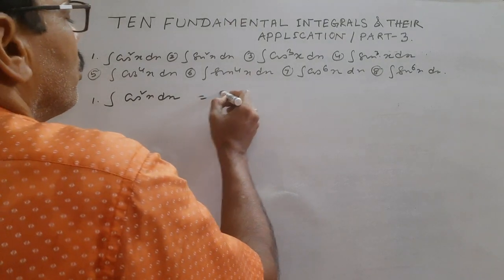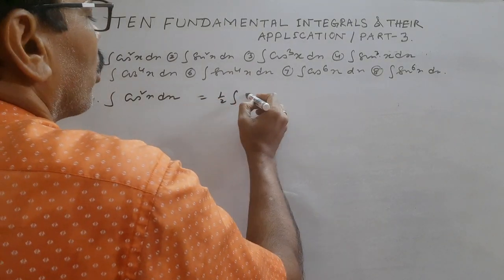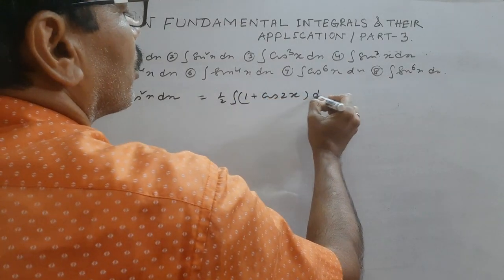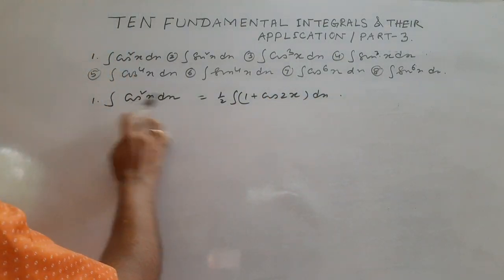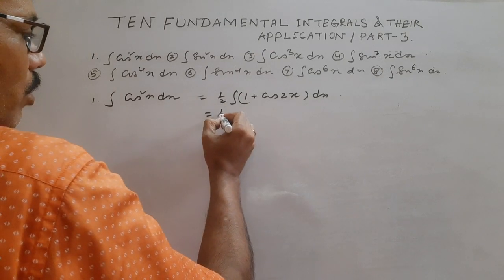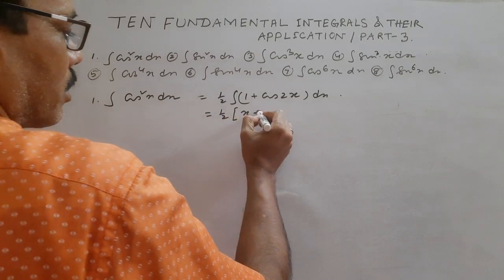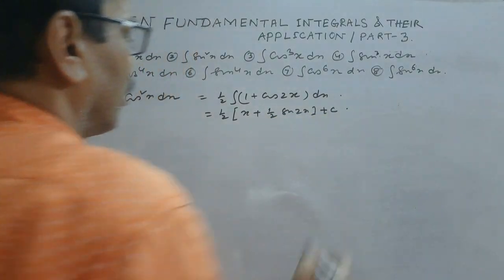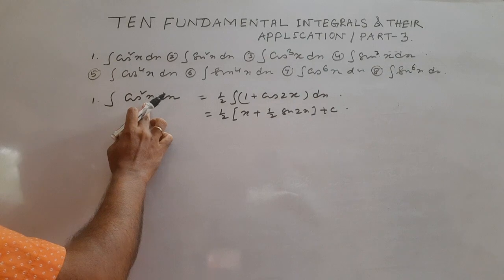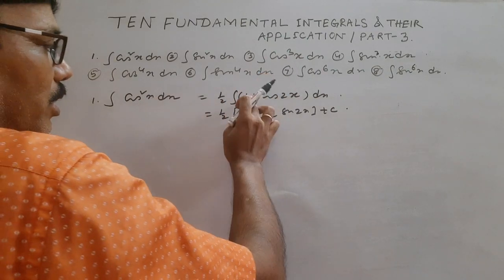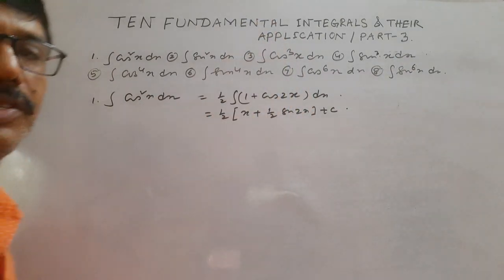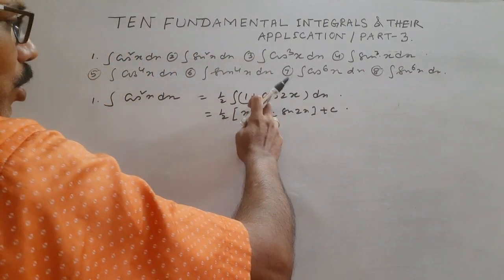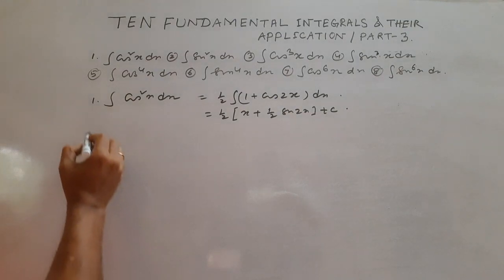So using trigonometry, this is 2 cos square x equals 1 plus cos 2x, so with half to balance. So now half, this is x, and half of sin 2x, plus c. So this one is not standard, but using trigonometry, this is standard, this is standard. Similarly for sin square, it will be only minus.